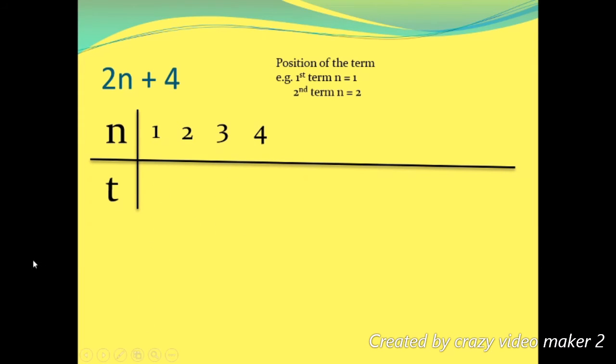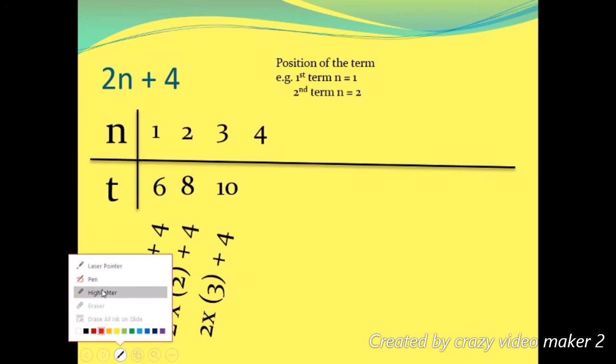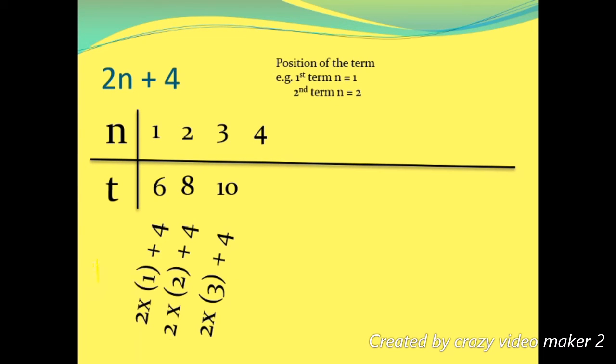So for this one here, for my first term, n is 1. So I have to do 2 times 1 plus 4, which is 6. Then I have to do 2 times 2 plus 4, and 2 times 3 plus 4, and 2 times 4 plus 4. And I've noticed that these do go up in 2s, and that is actually the number in front of the n, which is 2. Which is nice to work out for linear sequences.